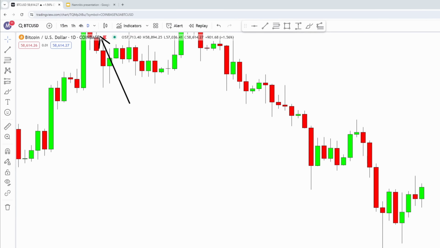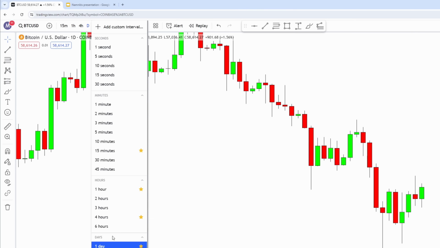To change the time frame in TradingView, you basically click on this button, and as you can see, we have tons of different time frames. Some of my favorite time frames are the 4-hour, 1 hour and 15 minutes. So let's say we want to change to the 1 hour time frame.